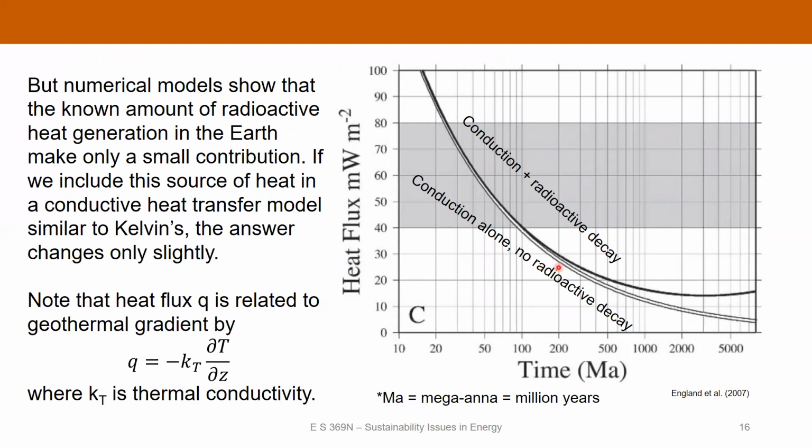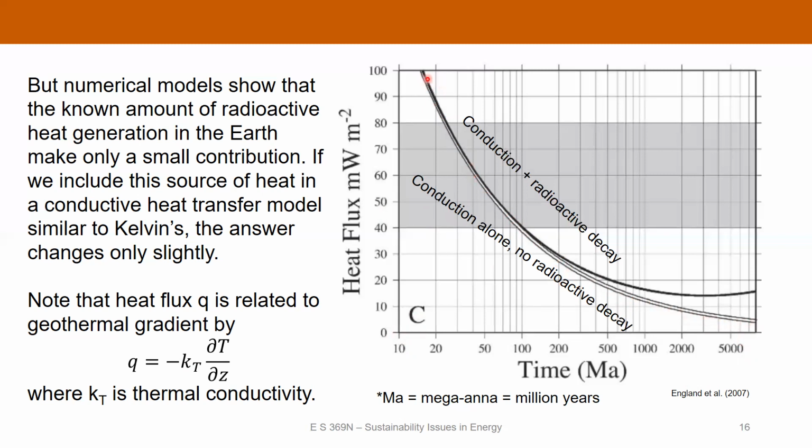Okay, so what I've got here is a nice paper by England et al., where they look going back over geologic time. So here, this is 5 billion years, 5,000 million years. And they look at the heat flux, or excuse me, this is the present day here. I think 0 is the start of the accretion of the Earth. Anyway, they look at how the heat flux would vary if you just have conduction alone without radioactive decay.